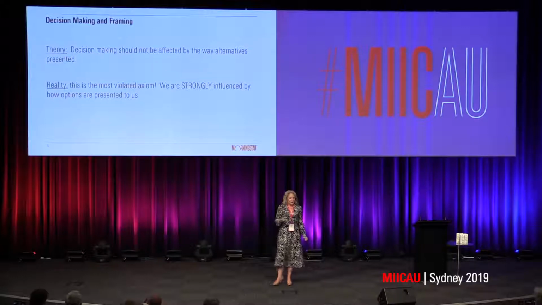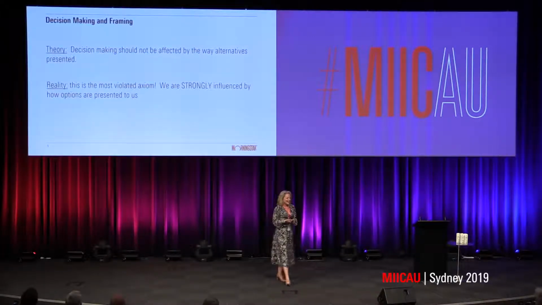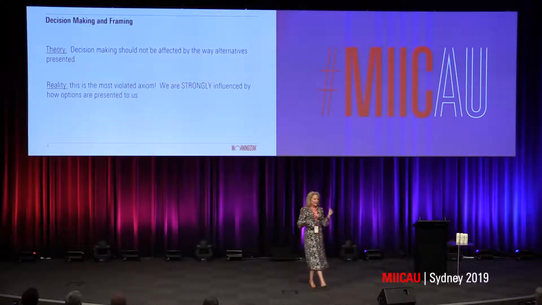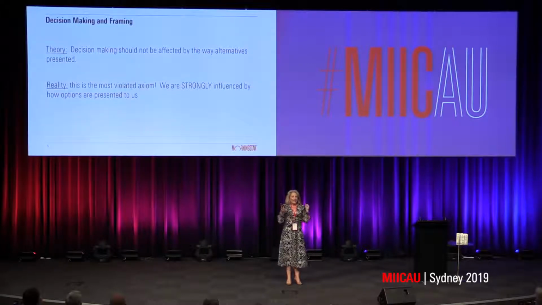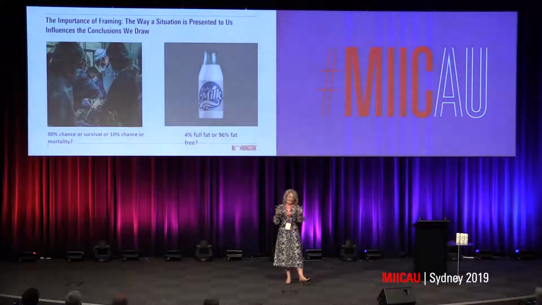So I thought I'd show you this. Oh, sorry, I'm not there yet. So the theory is decision making should not be affected by the way alternatives are presented, right? But this is the number one violated rule, because we are absolutely strongly influenced by how options are presented to us. I'm going to show you this.